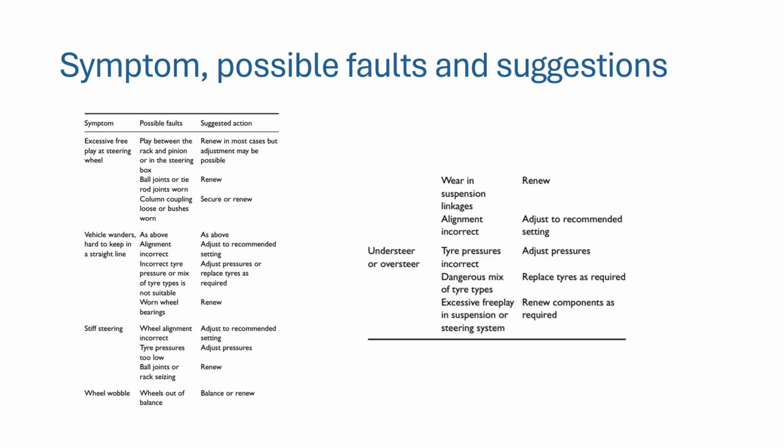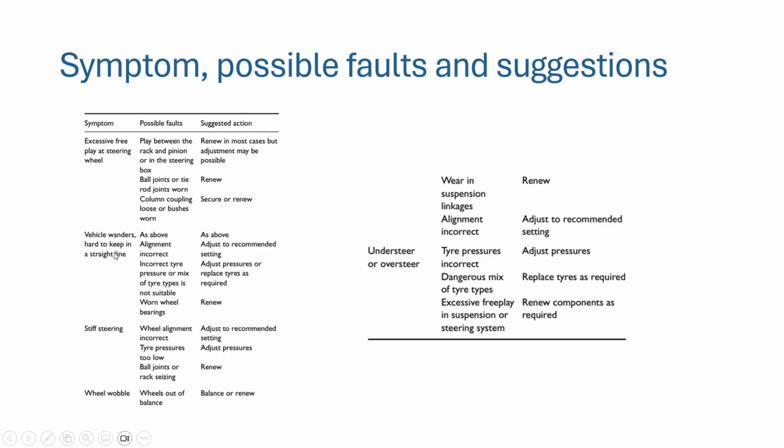Free play means very abnormal rotation. Under this case, suppose there is play between the rack and pinion or steering box, in most cases you have to renew it, but adjustment may be possible. And the ball joint also you have to renew, and the column coupling loose or bush worn out, you have to secure or renew. So this is the suggested action for repairing.